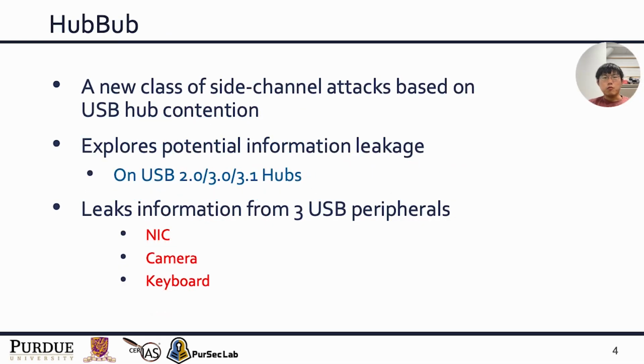Based on this, we propose HubBub, which is a new class of side-channel attacks based on USB hub contention. HubBub explores potential information leakage on USB 2.0, 3.0, and 3.1 hubs. In our evaluation, we show that HubBub can leak information from at least 3 USB peripherals. They are NIC, camera, and keyboard.